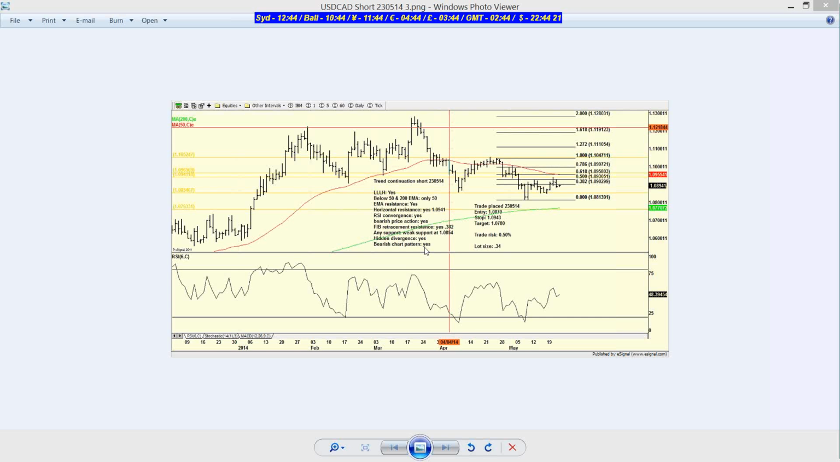Hidden divergence. No, I wouldn't say there's hidden divergence there. This high here has to be higher than that high there in RSI for there to be hidden divergence.